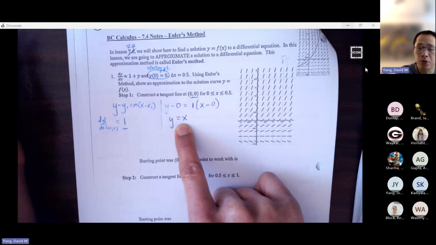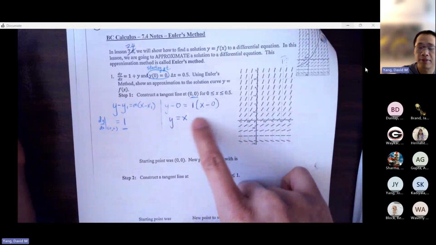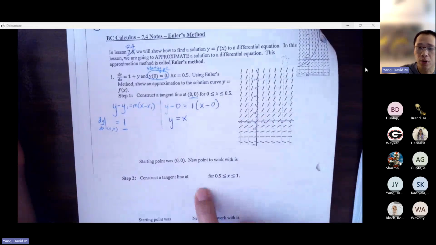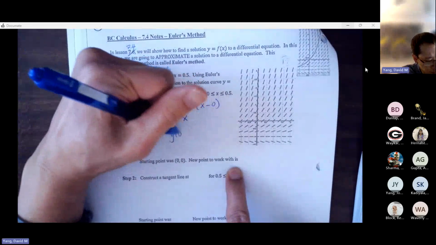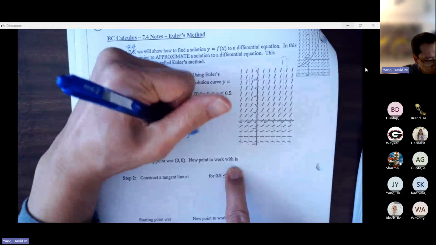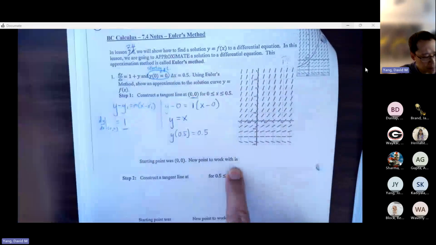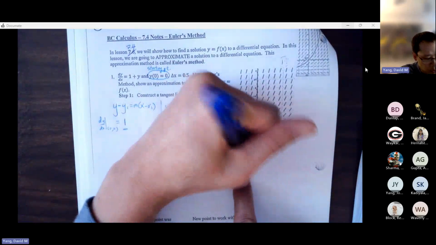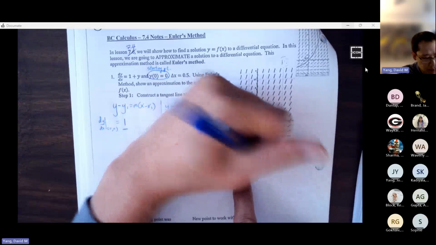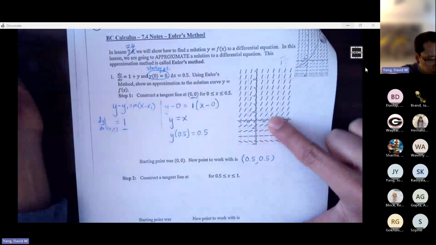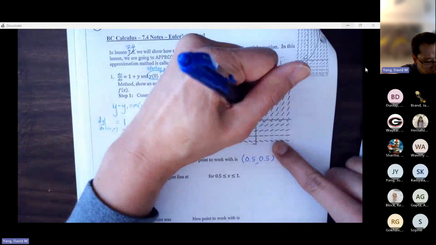If we plug 0.5 into this tangent line, we get 0.5. So y of 0.5 is equal to 0.5. That's our new point then, (0.5, 0.5). So from (0, 0), we're moving to (0.5, 0.5).